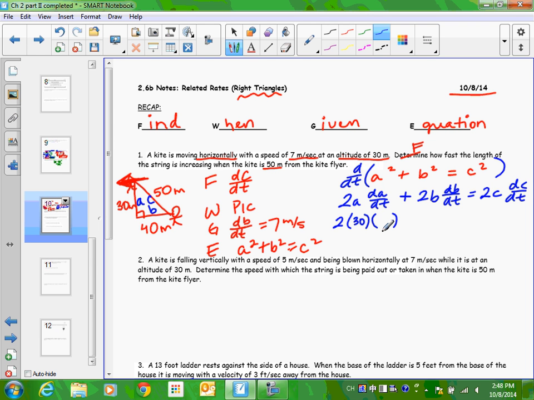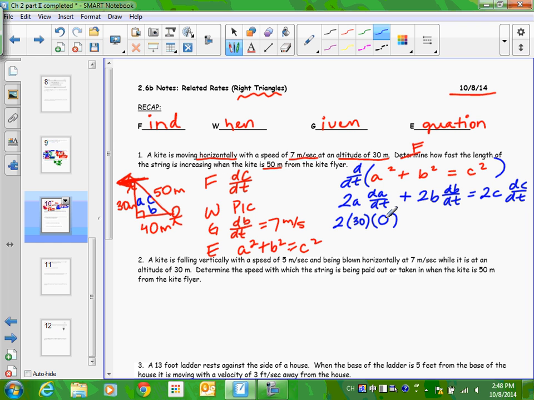So what is dA over dt representing? How fast what is changing? A. Is there anything in this problem that tells us that A is changing? In fact, I think I can assume that if they say the kite is moving horizontally, that it's not moving vertically. So this is actually 0.